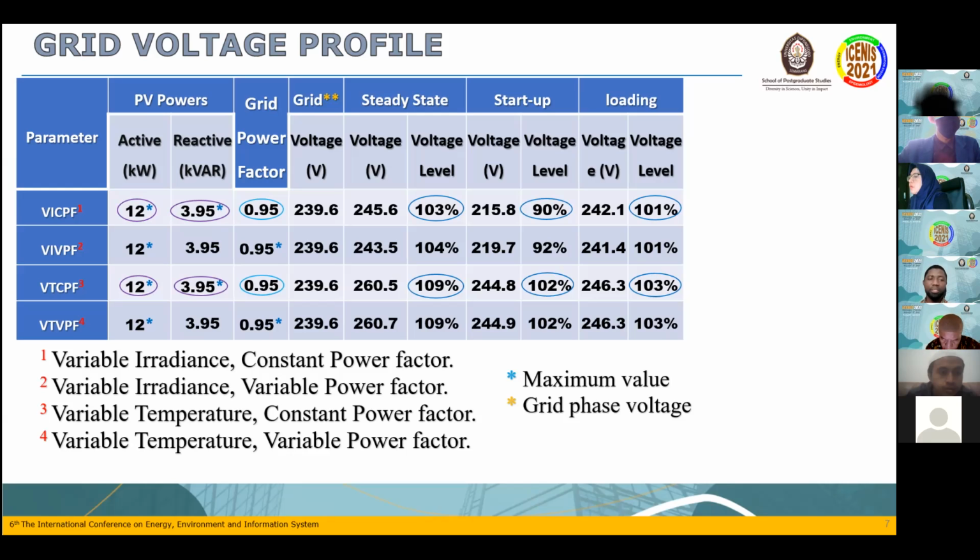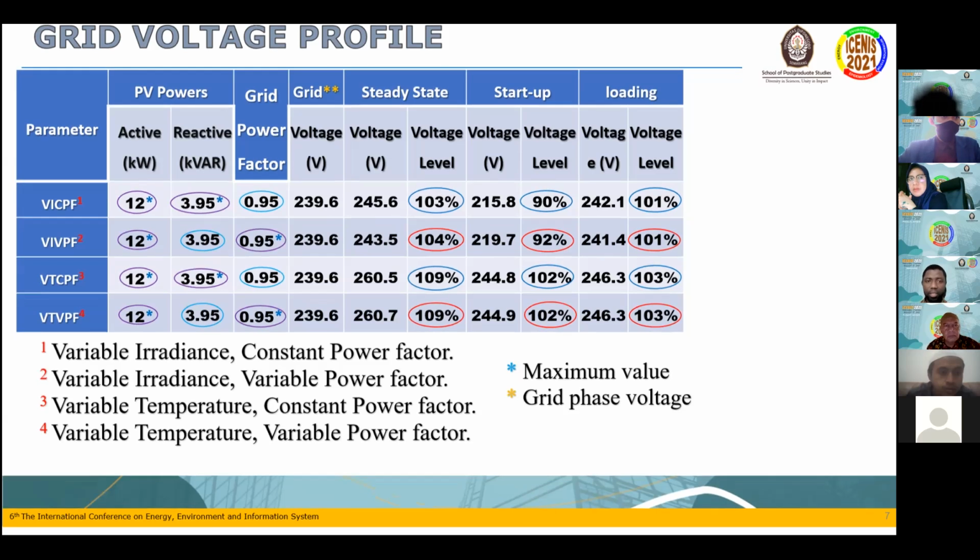In the next case that we simulated, we maintain the reactive power constant, at the maximum value that we need. At this point, the active power varies, and the power factor varies too. The voltage that we obtain in the grid is this. So we can see that the voltage is also improved. However, the voltage for the variable irradiance at this point is a little higher than the voltage for irradiance in the first case. But all the voltages are very appreciable.